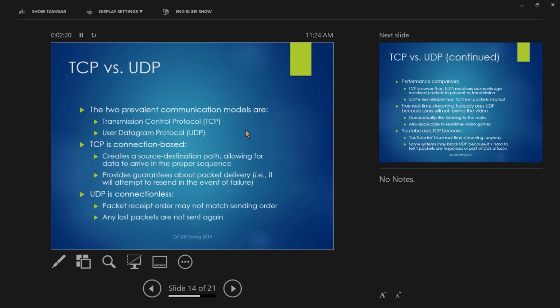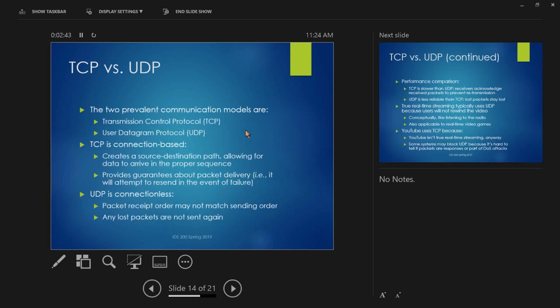Okay, so it creates that source-destination path, and that inherently allows for data to arrive in the proper sequence, right? Because the first packet that gets pushed into the data stream is followed by the second, followed by the third. And if everything goes right along that path and no packets get dropped, everything gets to the end in the correct sequence. Other thing about TCP, it provides what are called guarantees about packet delivery.